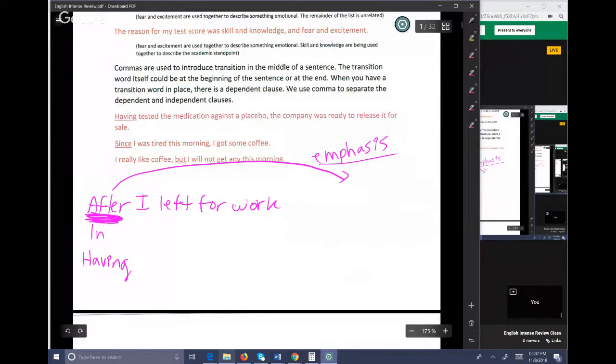So after I left for work, there's going to be a comma there. That comma goes directly with that word after. I stopped at the store. And again, it could be anything. I'm just making these up.